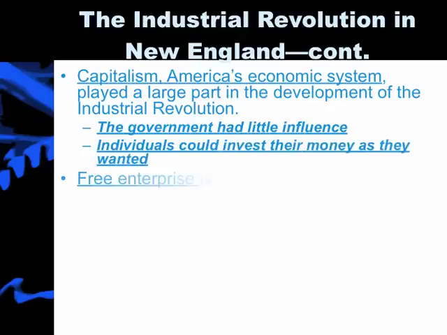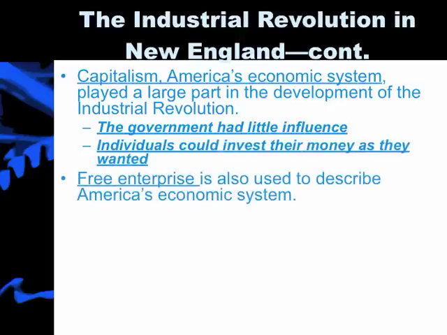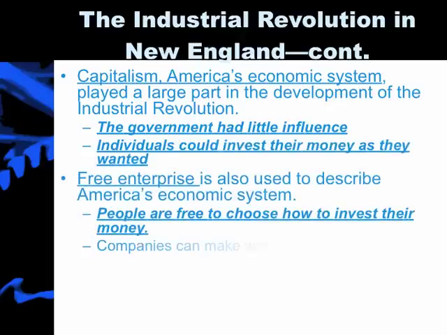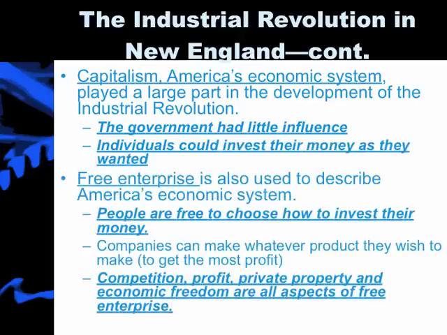Capitalism is America's economic system. Some aspects of capitalism is that the government has little influence on companies. The government is supposed to stay out of the company's business. It also encourages individuals to invest their money as they choose. The government cannot tell them where to put their money and where to try and allow their money to grow.